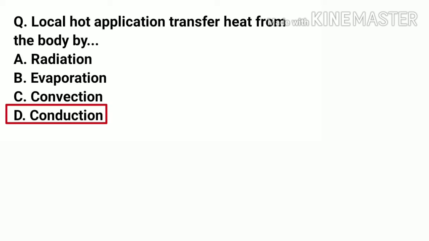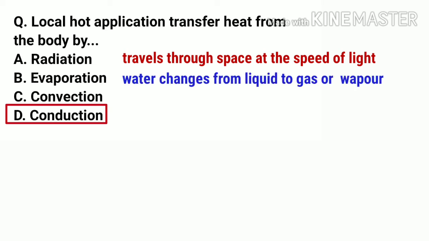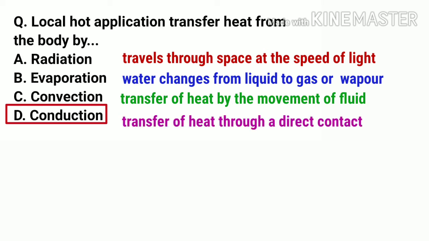Conduction. Radiation is the energy that comes from a source and travels through space at the speed of light. Evaporation is the process by which water changes from a liquid to gas or vapor. Convection is the transfer of heat by the movement of fluid between areas of different temperature. Conduction is the transfer of heat through direct contact.